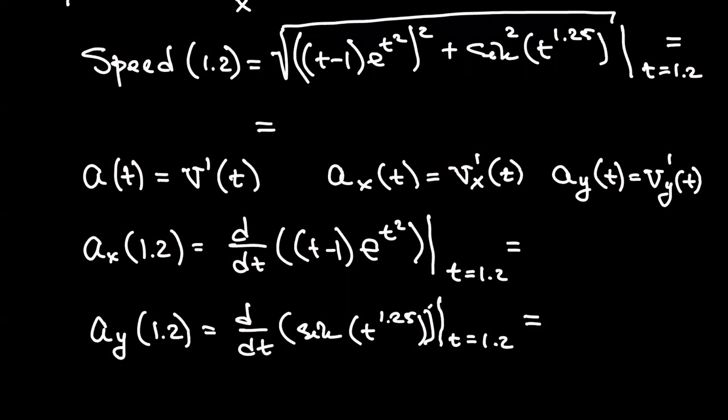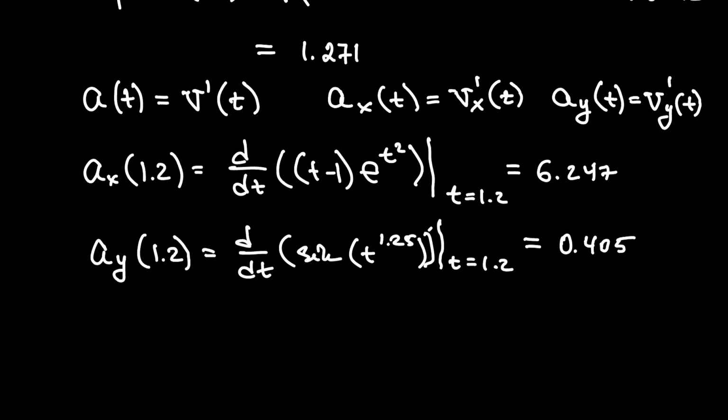And so as we just calculated, the speed is 1.271. The acceleration along the x-axis is 6.247, and then acceleration along the y-axis is 0.405. And so to write this down, we write the acceleration as the vector (6.247, 0.405). This is the acceleration vector. Let's move on to part B.